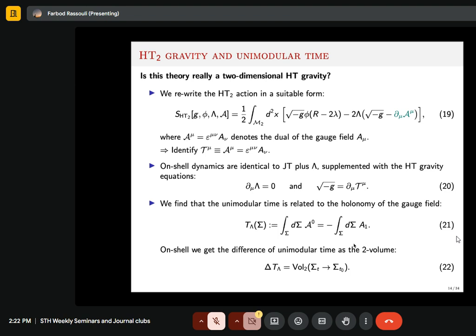I must say there are two differences. So in CJHS, the central extension is non-trivial. So basically the Maxwell algebra is non-trivial. Here the central extension is trivial because it's SL2R.